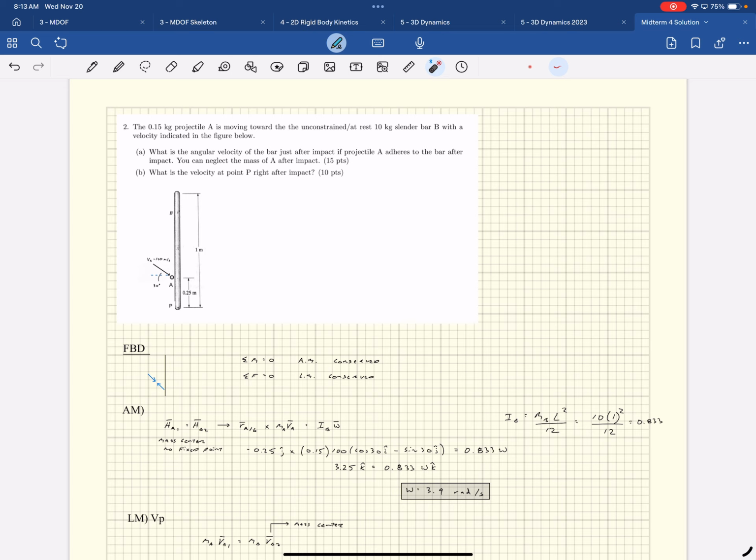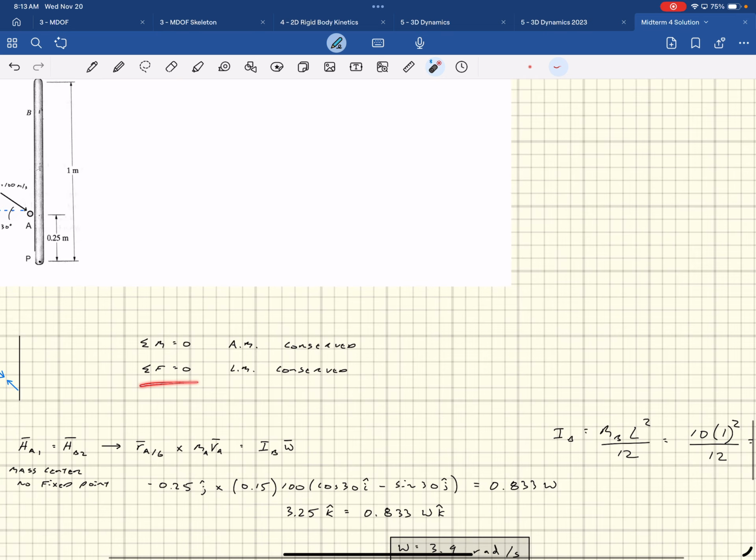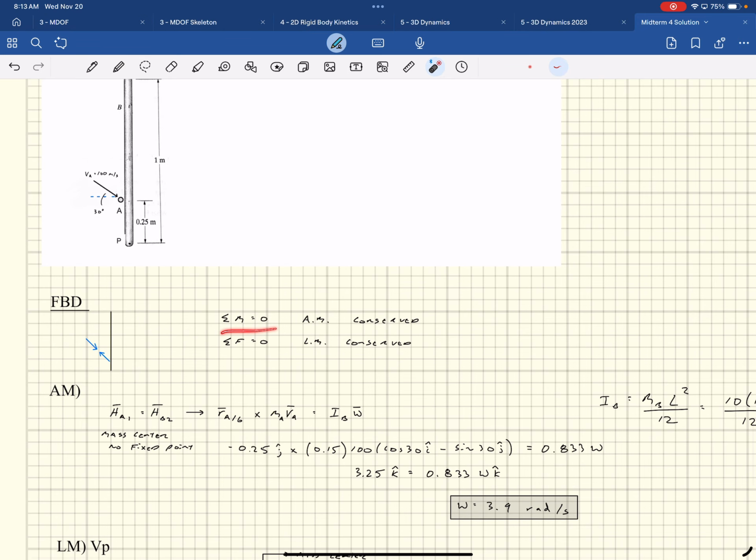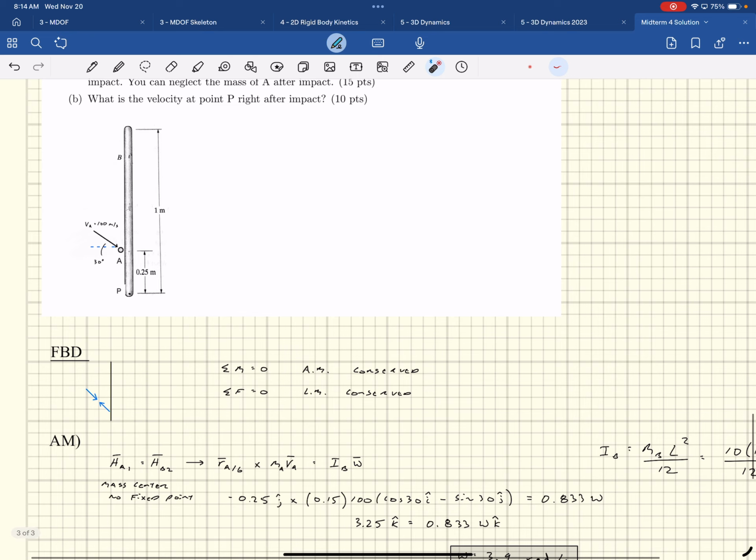Since there are no external forces and no external moments on this thing, angular momentum is conserved, because there are no moments. And linear momentum is conserved because there are no external forces, in both directions. And then also there is no fixed point. So we have to do our things about the mass center.